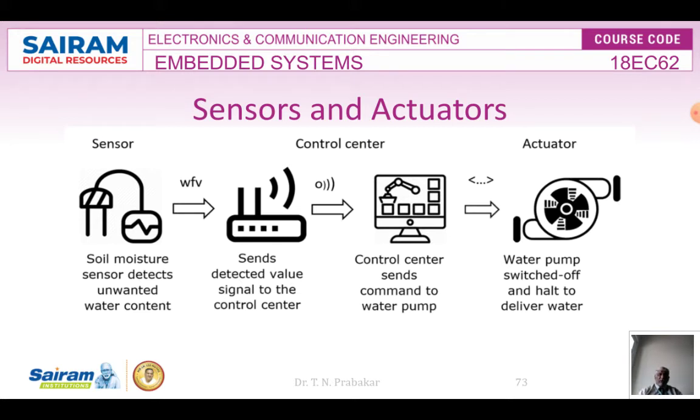If the moisture level is very high, then I have to switch off the motor, assuming that my motor is already running. So my final actuator is going to be the water pump or the motor, right? So in this diagram, on the left hand side, the soil moisture sensor detects the unwanted water content. So that shows you already have enough water in there.